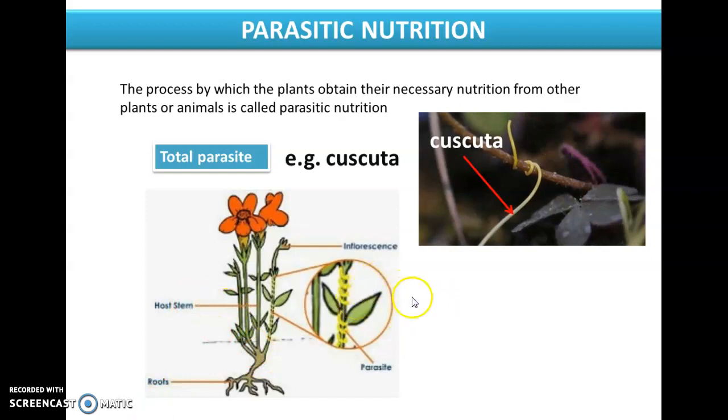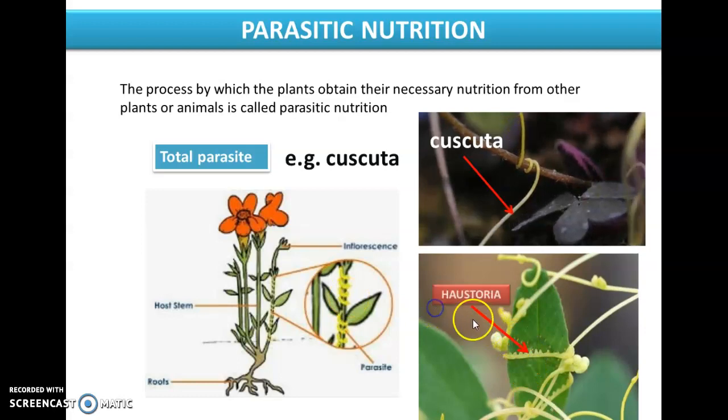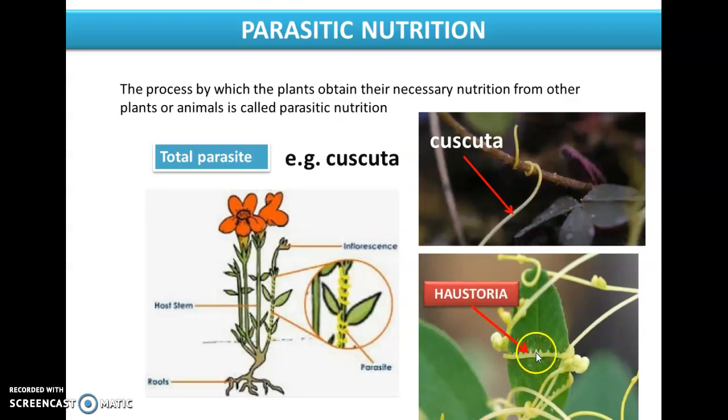This Cuscuta takes the nutrition from the host plant with the help of haustoria. You can see the structure of haustoria, which is used to suck the nutrients from the host plants.